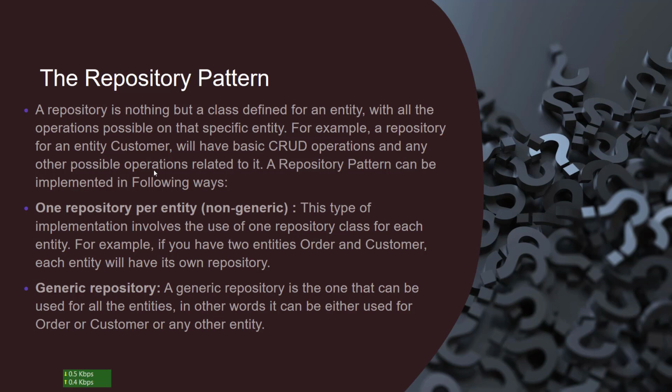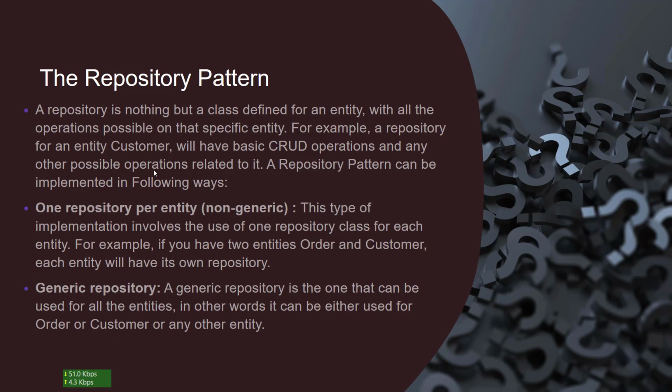The repository has two types of implementation. One is the non-generic, and the other is the generic repository. In the non-generic repository, we have to create a repository for all the entities. For example, if we have customer, order, product, or whatever entities we might have, each of them has to have its own repository. So we have to create a repository one by one for all the entities. That is a non-generic repository.